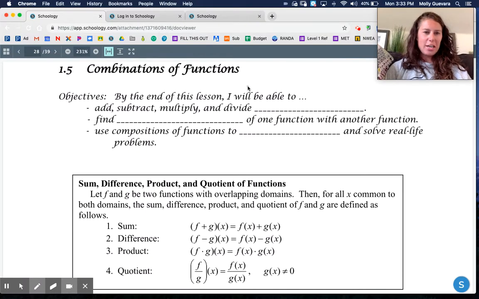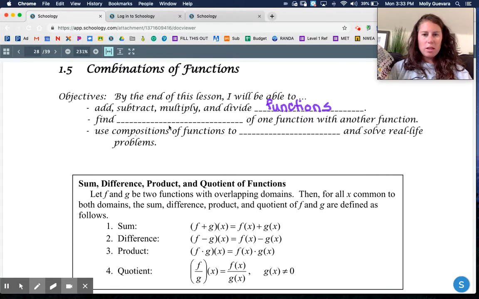We are looking at section 1.5 today, which is all about combinations of functions. So we're just going to get right on into it. Three objectives for today. The first one is we're going to be looking at how to add, subtract, multiply, and divide functions. So how do I add them together? How do I subtract them, multiply them, and divide them?